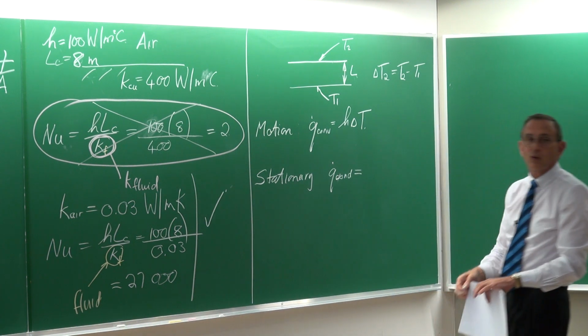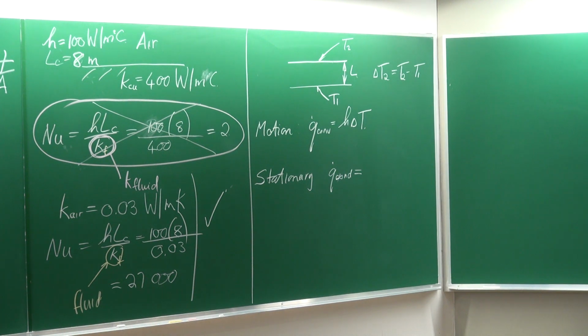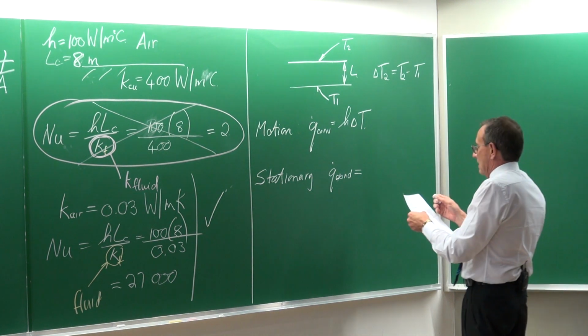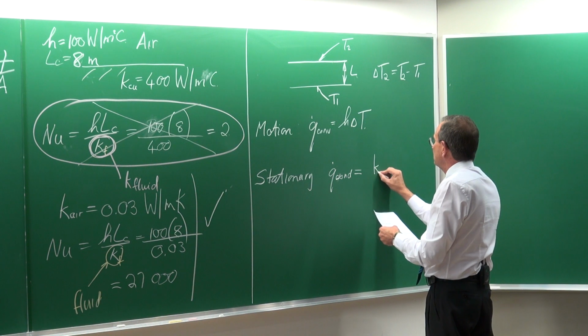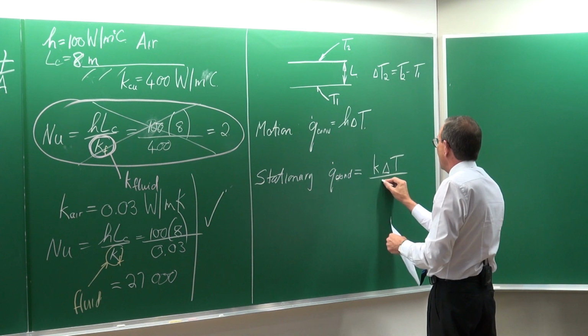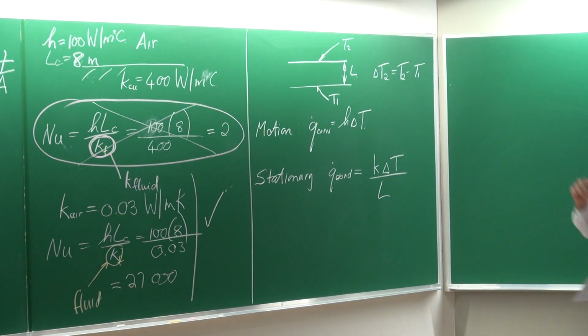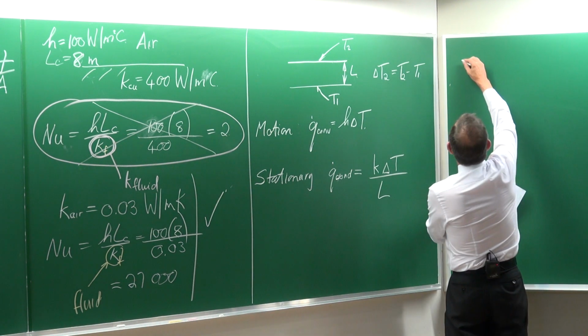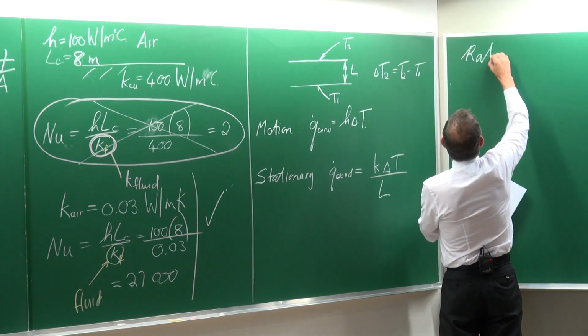For example, when there's no gravity. And then the heat transfer rate would be equal to K multiplied by delta T divided by the distance between the two layers, L. So what is important is the ratios.